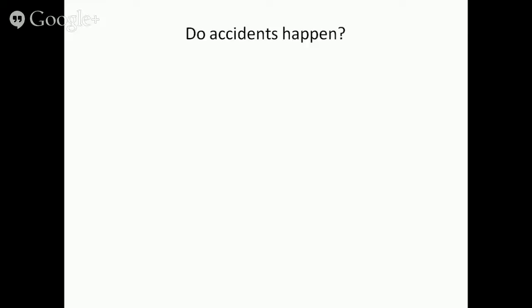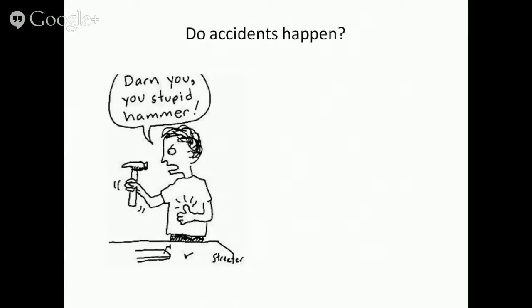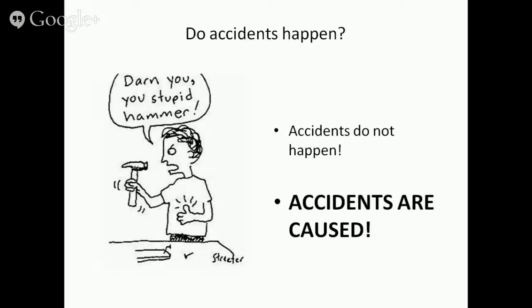All the time we hear and read the sentence, an accident has happened. But is this correct? Do accidents just happen? Look at this fellow. Driving nails into a plank, he misses the nail, strikes his finger, and blames the hammer. This accident did not happen. It was caused by the fellow's carelessness. Accidents are caused. They do not just happen. Remember the 2 kids on the motorbike.